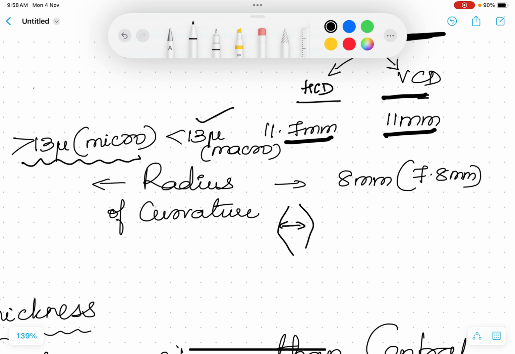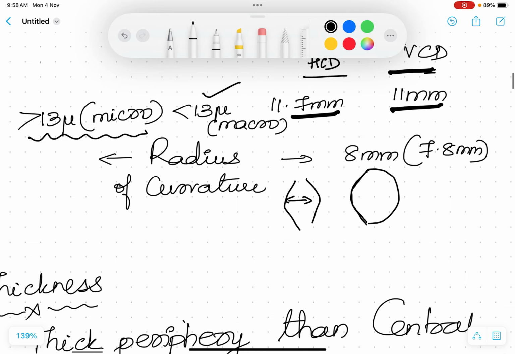So, we should remember the curvature of the anterior is more than the posterior. Anteriorly it is more elliptical, posteriorly it is more spherical. So it is not a completely spherical structure as such.